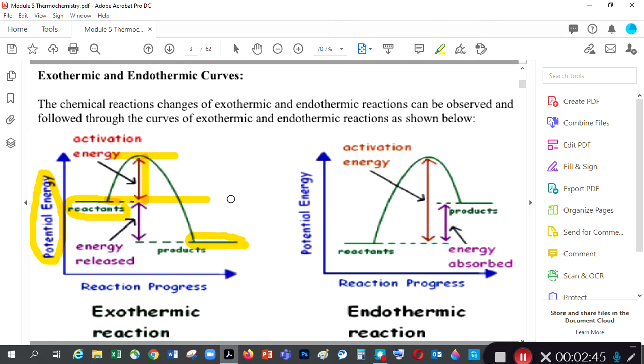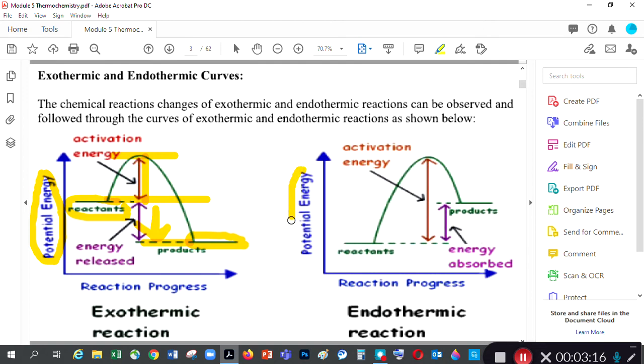And then we have another heat, from the product side to the reactant side. The difference between those two is called the heat of reaction, or energy released. This is the amount of energy released. This is an exothermic reaction. The amount of energy released is what we call the heat of the reaction in an exothermic reaction.